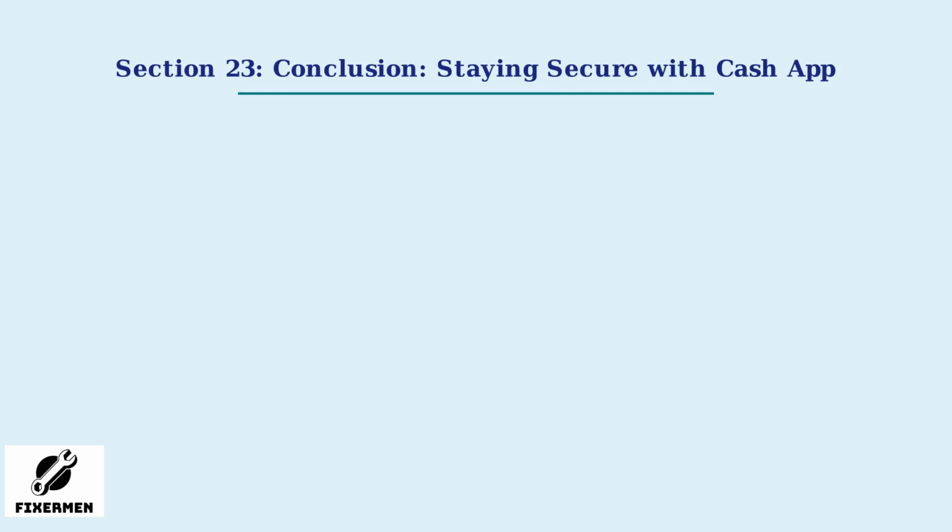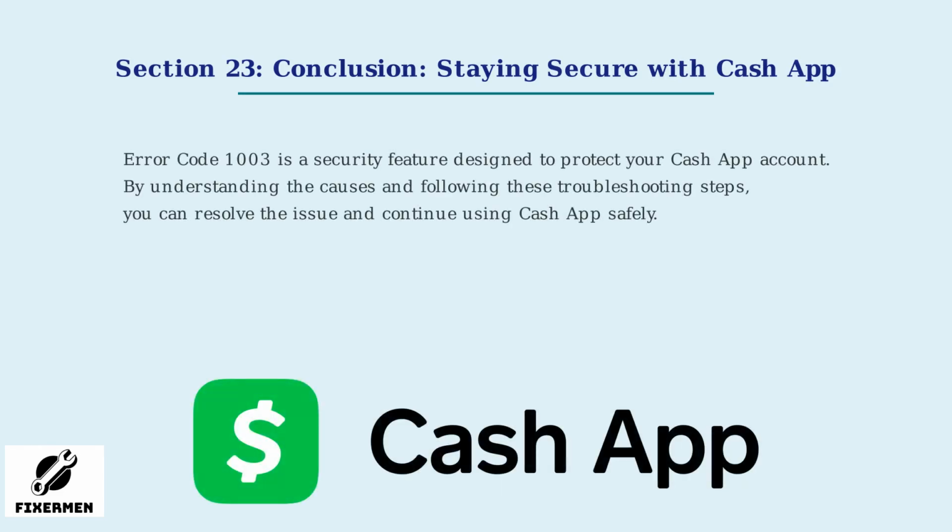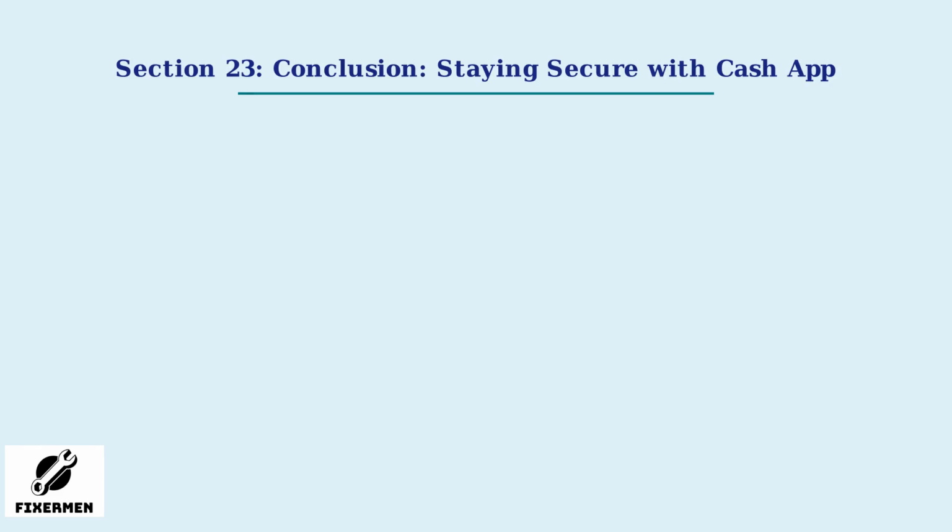In conclusion, Error code 1003 serves as an important security feature that helps protect your Cash App account from unauthorized access. By understanding its common causes and following the troubleshooting steps we've covered, you can quickly resolve authentication issues and continue using the app safely.